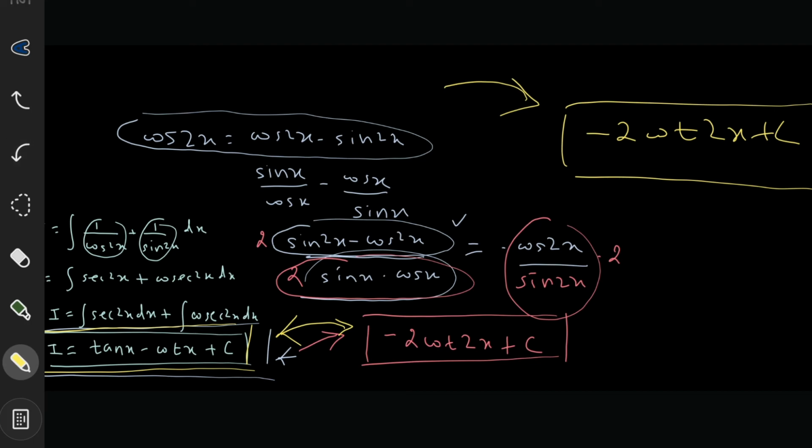Okay, so here we have got the answer as negative 2 cot 2x plus the constant c. And I repeat that if you have got any other trigonometric values as an answer, try to simplify it further so as to reach this particular thing.